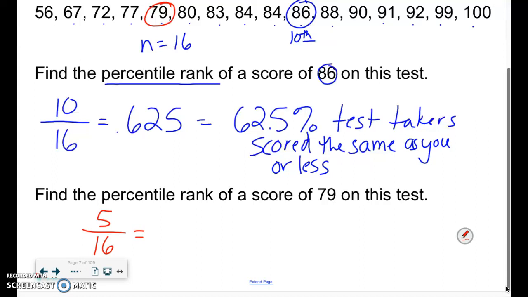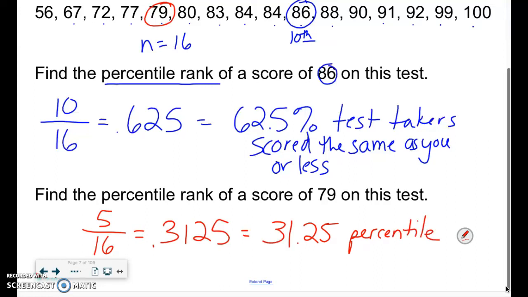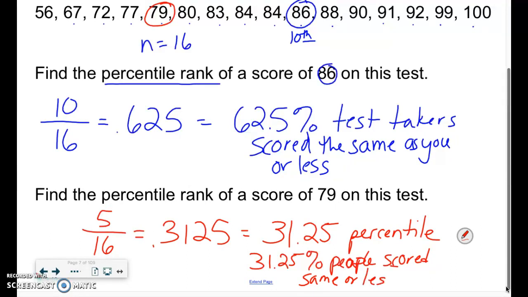Good gravy. How about if I divide it instead of multiply it? All right. 0.3125. What does that mean as a percent? That means that you are at the 31.25 percentile. So 31.25% of the people who took this test scored the same or less than you did. I should add that as far as percentile to the question above, or less than you did.